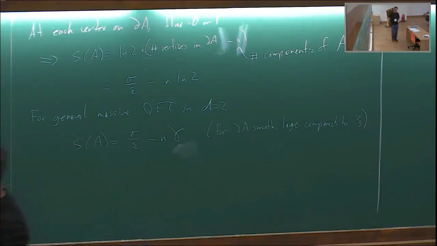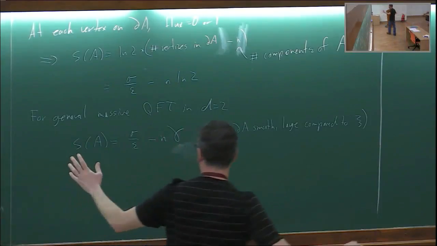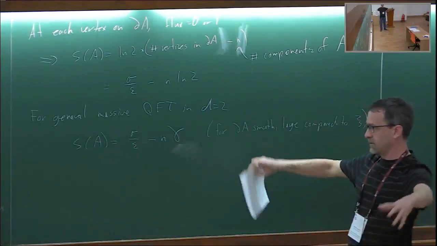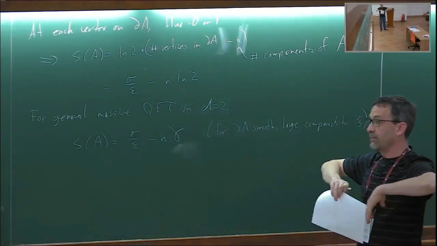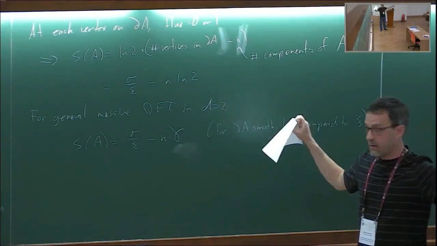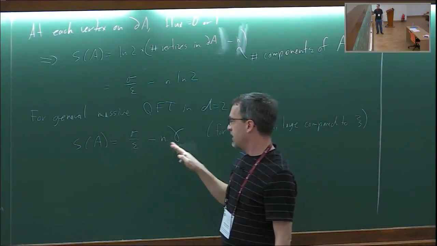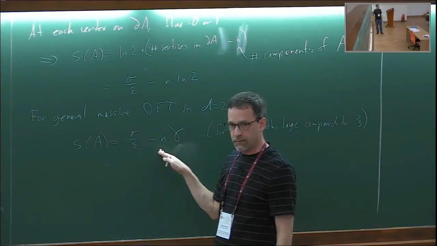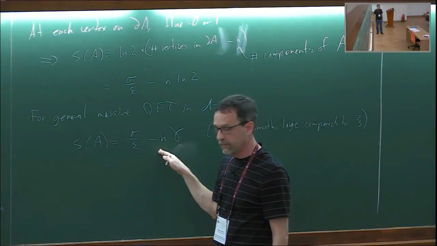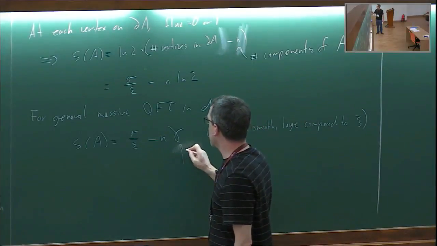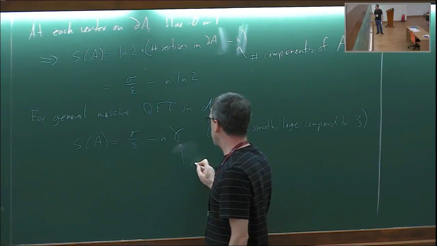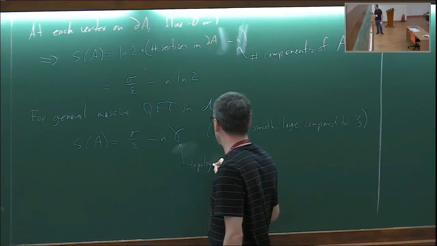So basically, I'm dropping all of this stuff. We're really taking a very large region, which is not only large compared to the lattice spacing, but large compared to the correlation length. And then all you're left with, besides the area law term, is some finite term, which is proportional to the number of components. And this gamma here characterizes the theory, and it's called the topological entanglement entropy.